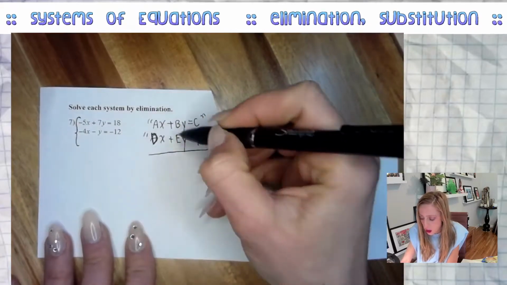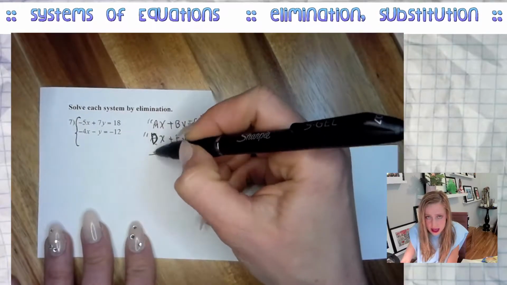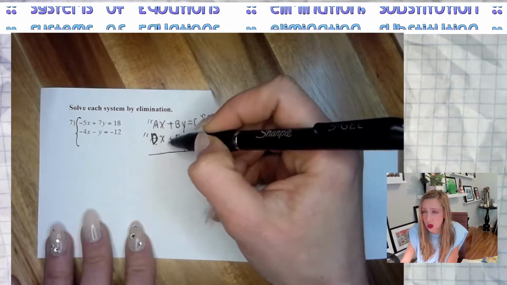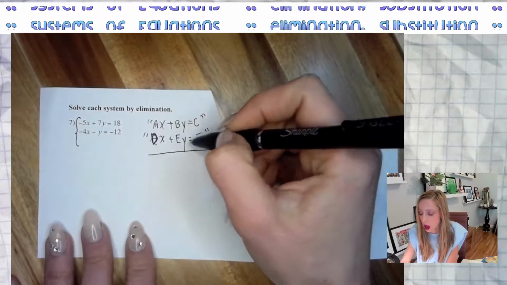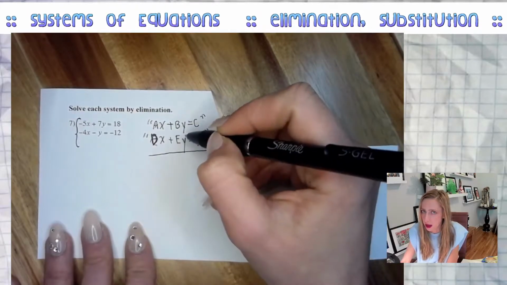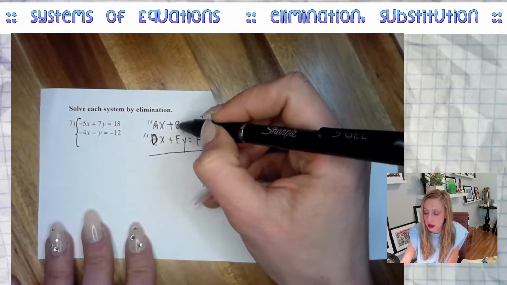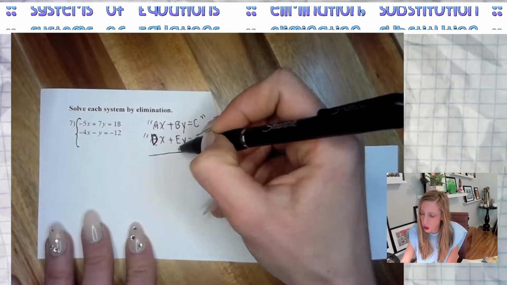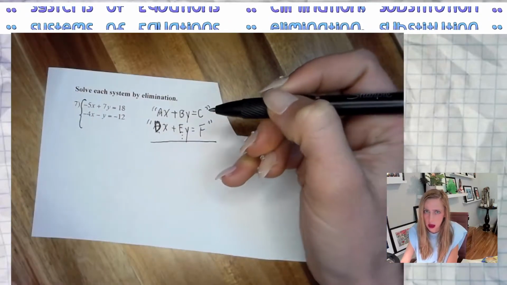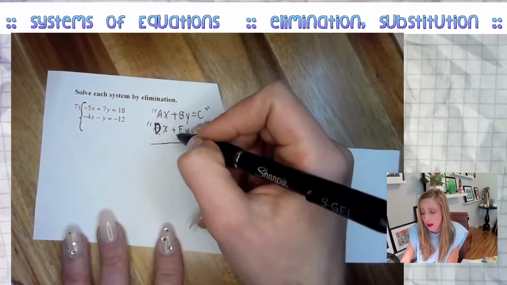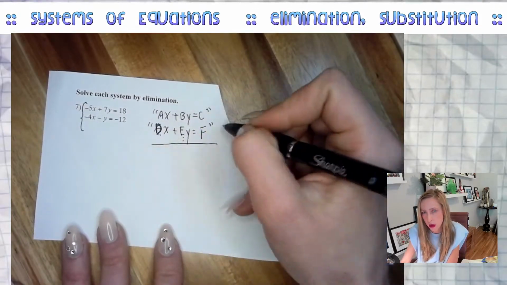But what we want to do is you either want A and D to be the same or opposite numbers, like 2 and 2, or 2 and negative 2, or you want B and E to be the same or opposite numbers. So you can maybe do 5 and 5, or 5 and negative 5, or negative 5 and 5. Couple options here. Now, once you have that, it makes it much easier to eliminate one of those letters.